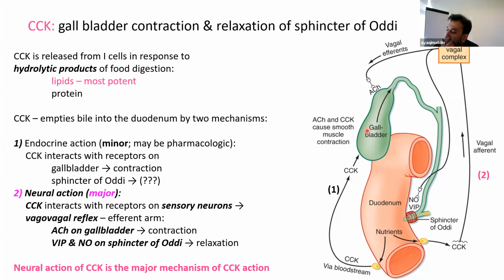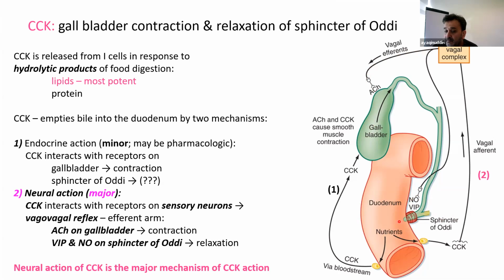But the major mechanism we think now is a neural mechanism. CCK, which is released, affects the vagovagal receptors. It generates the vagovagal reflex, which stimulates the vagus nerve, and the vagus nerve through its efferents affects the gallbladder through acetylcholine, and similarly affects the sphincter of Oddi by releasing the neurotransmitters nitric oxide and VIP, vasoactive intestinal peptide, which relax the sphincter of Oddi to allow the bile to enter.